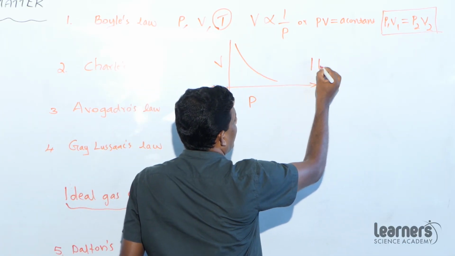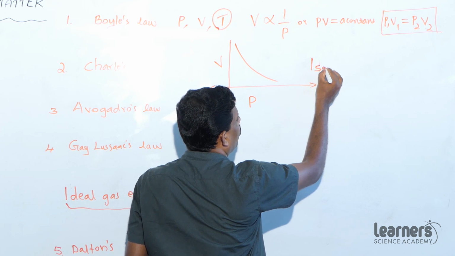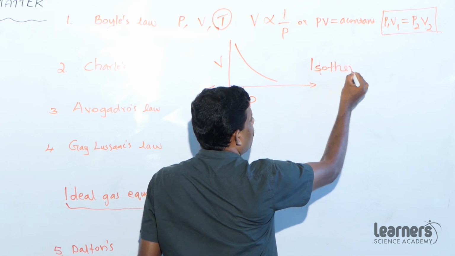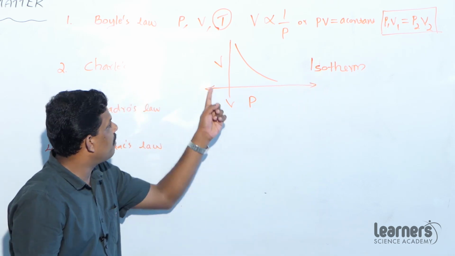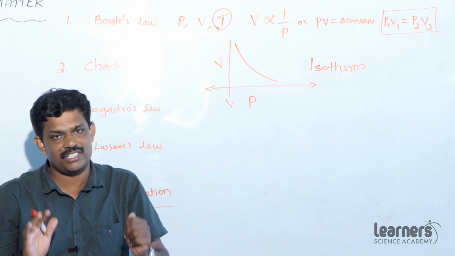So, graphical representation of Boyle's law is a very good example for isotherm. Here, temperature is kept constant.